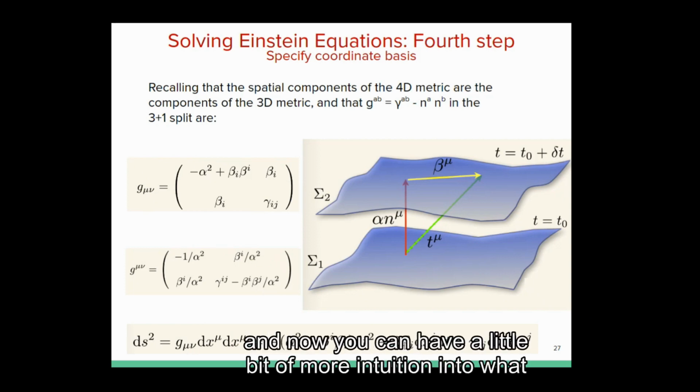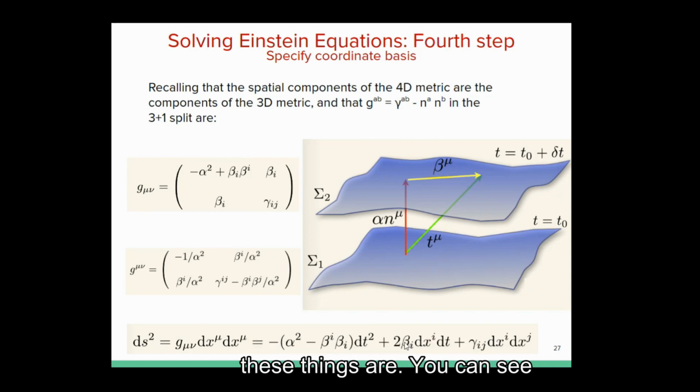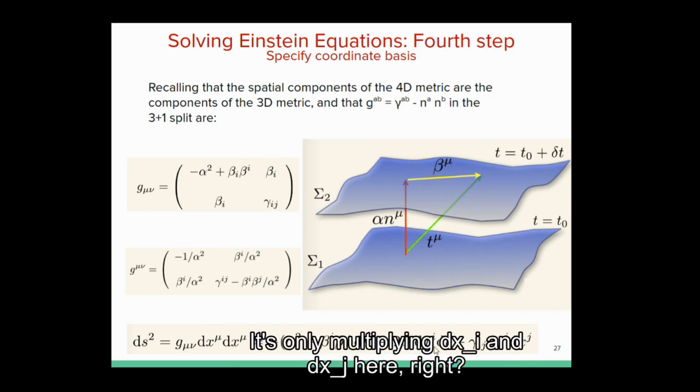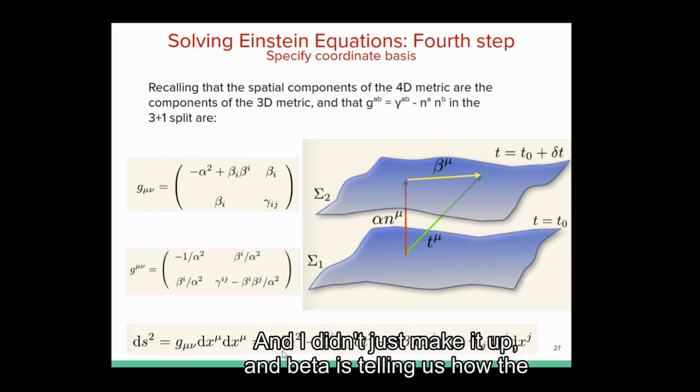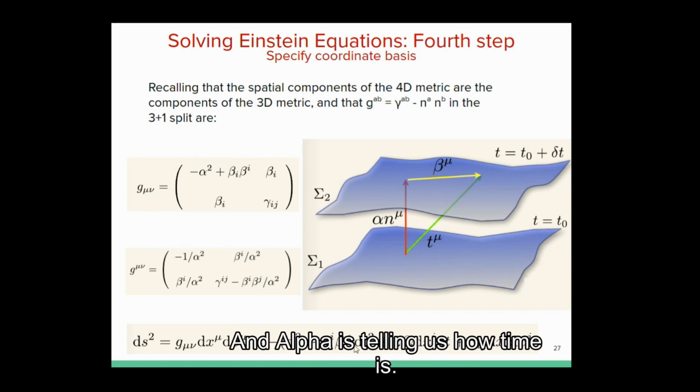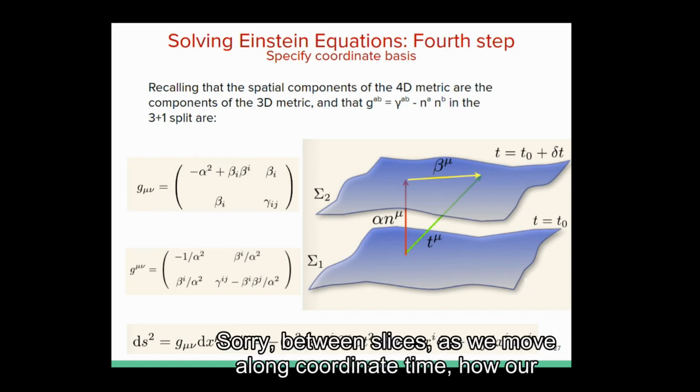And now you can have a little bit more intuition into what these things are. You can see gamma ij is truly the spatial metric. It's only multiplying dx^i and dx^j, right? And I didn't just make it up. And beta is telling us how the coordinates are shifting as we go along in time. And alpha is telling us how, between slices, as we move along coordinate time, our proper time is changing.